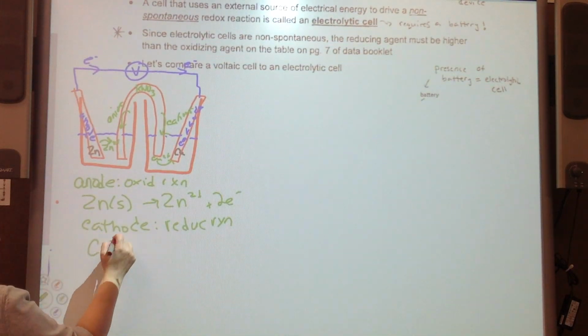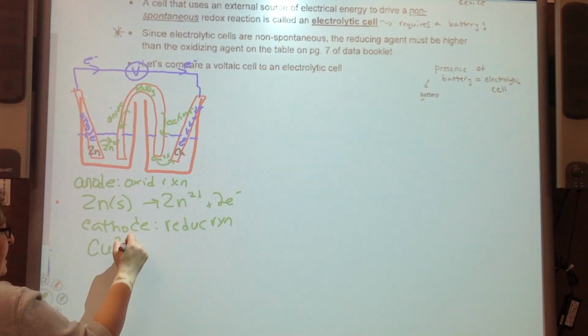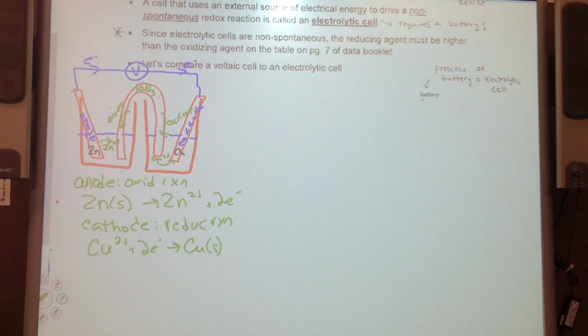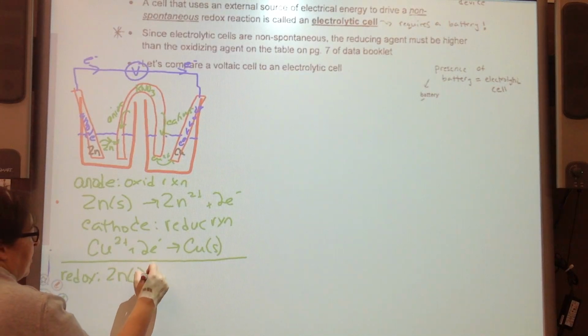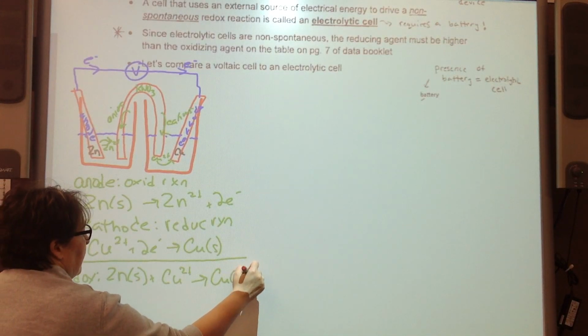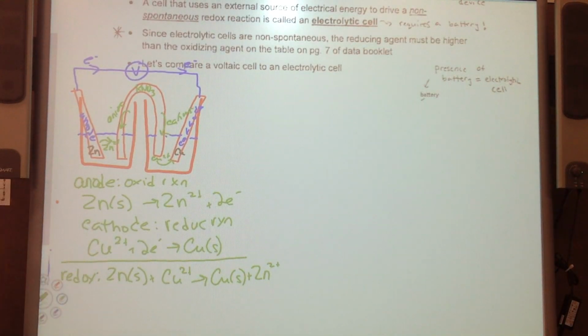So we're going to see a gain of electrons. Okay, reduction reaction. So is that why the copper 2+ ions go to the cathode, to try to stabilize its charge? Yeah. So our overall redox reaction is going to be zinc solid plus copper ions giving us copper as a metal and zinc ions. This is a voltaic cell.